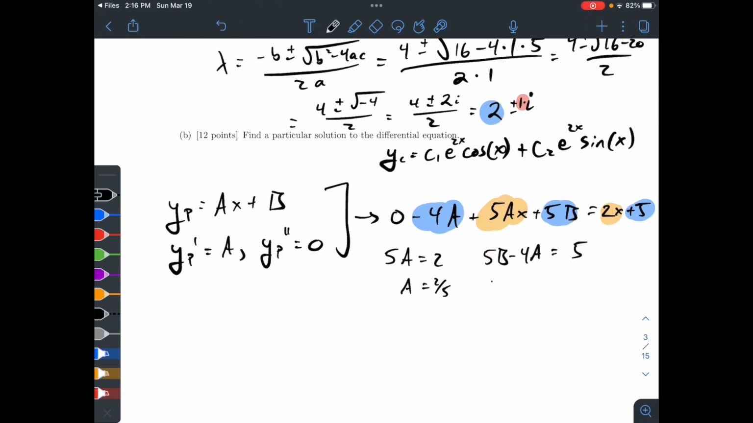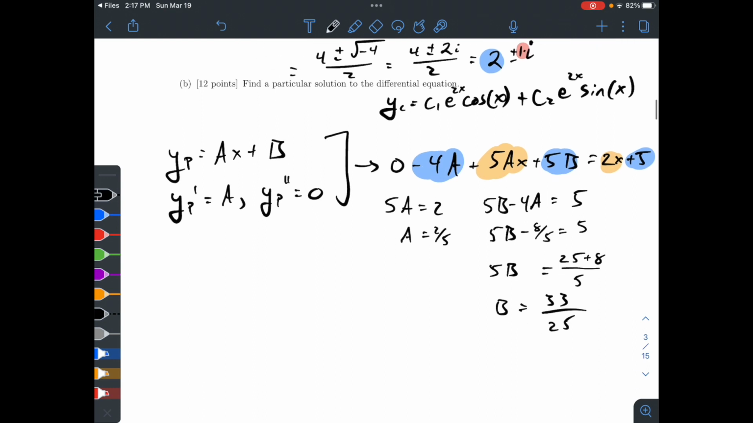I'll plug in our a value. 4 times 2/5 is 8/5. It's equal to 5, which is equal to, so 5 is going to be 25 over 5. And then we're going to add 8/5 to the right-hand side. So 25 over 5 plus 8 over 5 is equal to 5b. So b is going to be 33 over 25.